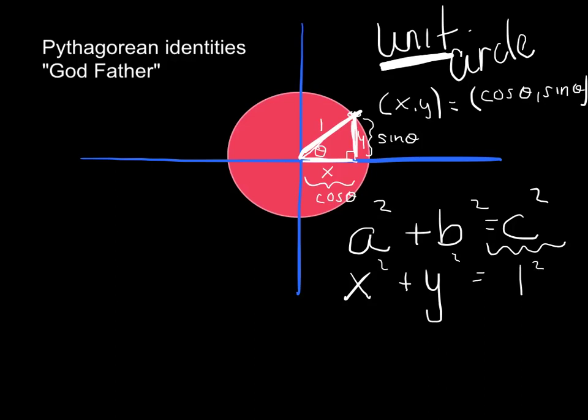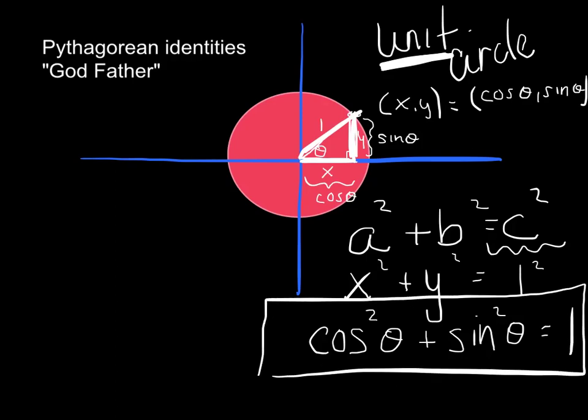But now let's put it in terms of trig. We said in trig, we can call this x distance cosine. Now notice where I'm putting my squared. It's actually read cosine squared theta plus the y distance, which is sine squared theta, equals 1. And that's it. Box that first identity in. This is our first Pythagorean theorem, also known as the godfather. And this is where all of our other theorems are going to come from. So let's make a note here that this is the Pythagorean identity number 1.